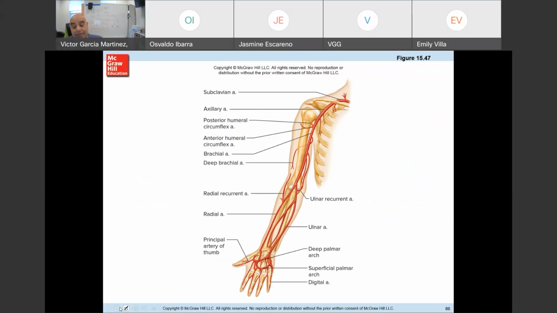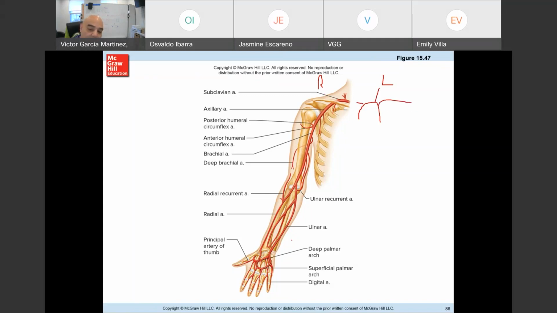Then, guys, if you remember, I told you we have on the right side and the left side subclavian arteries. But the one on the right side is a branch of the brachiocephalic trunk, and here on the left side it is going to be directly from the arch. Remember, on the right side we have a brachiocephalic trunk, and here we're going to have directly a subclavian artery.